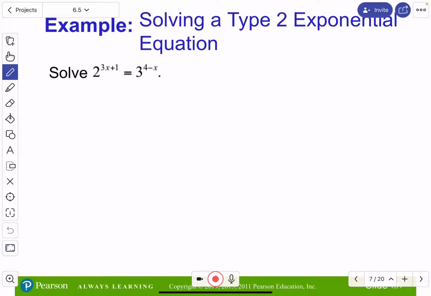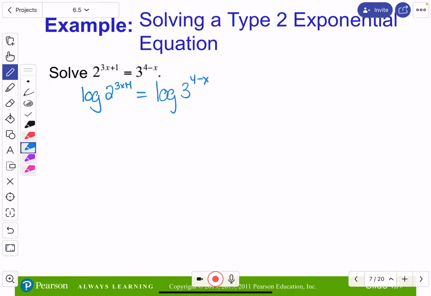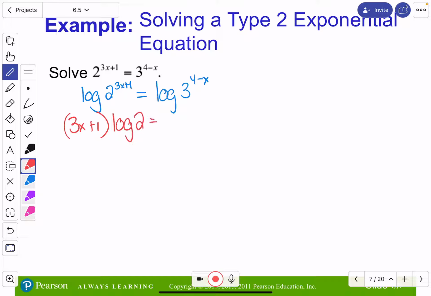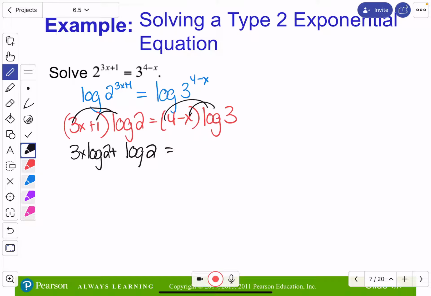So even when they get more complicated like this, and you have x's in your exponents, you can still do the same thing. So we start by taking the log of both sides. Then we use our exponent rule to bring the exponents in front. Now everything's all multiplied together, so we can distribute. So if I did this, we'd have 3x log 2 plus log 2. And then we can do it here too. So it equals 4 log 3 minus x log 3.